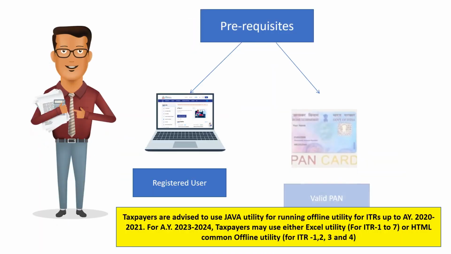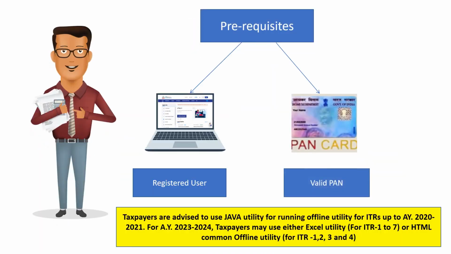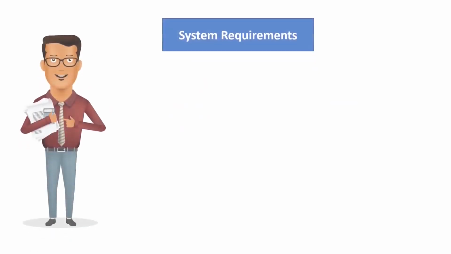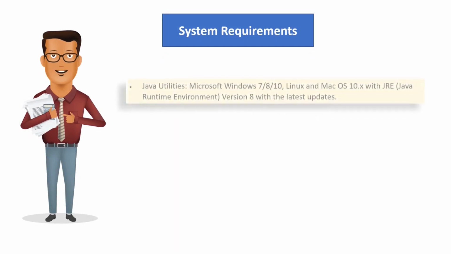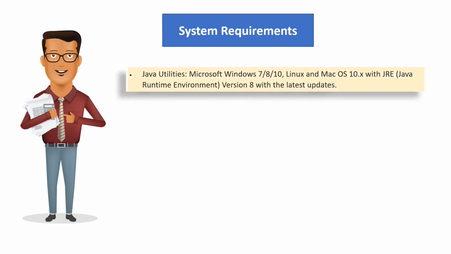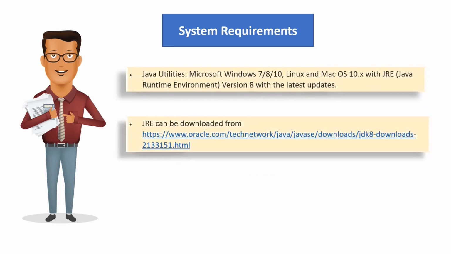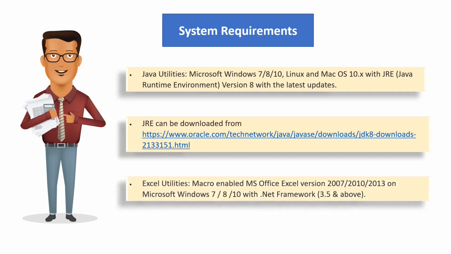To file the income tax return, you should be a registered user of the e-filing portal and you should have a valid PAN. If you want to file your income tax return in the offline mode, you should also fulfill some of the system requirements. You should have the required version of Java utility with Java runtime environment. If you wish to download the Java runtime environment, you can download it from the website www.oracle.com. The link of the website is provided here. In order to run the Excel utility, you should have the required version of macro-enabled MS Office Excel.